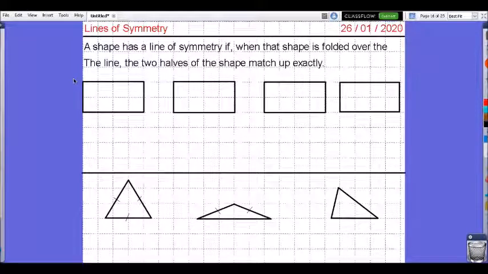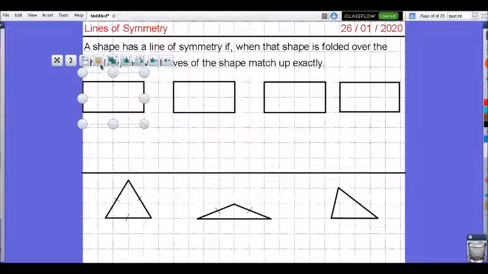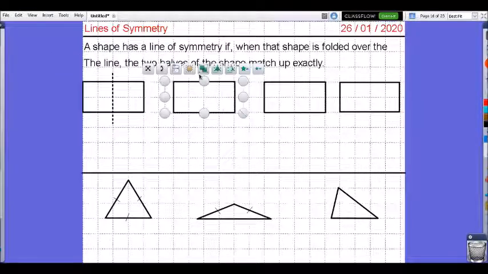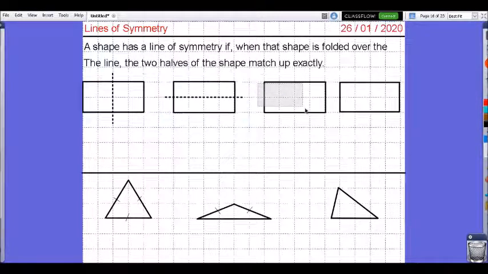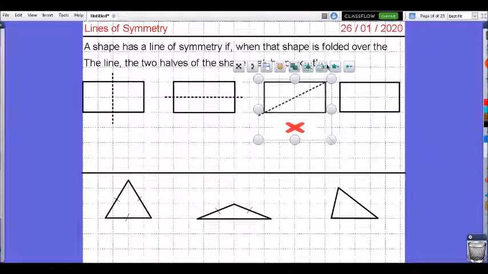If I move to the next slide over here, we're going to find ourselves dealing with rectangles. In a rectangle, we agree that we can just draw a line of symmetry over here, because if I fold the shape over this line of symmetry, they're going to match up exactly. And here, if I fold the shape over this line of symmetry, they're also going to match up exactly. But if I fold the shape over this line of symmetry, they will never match up exactly.